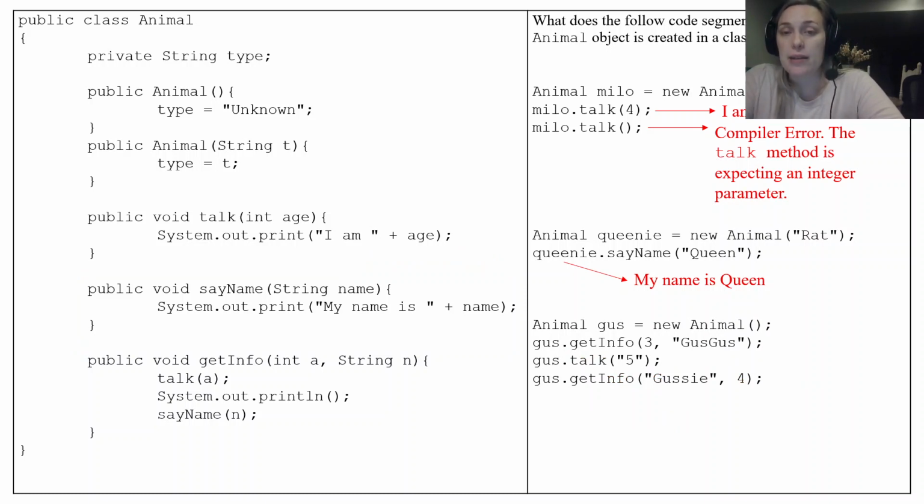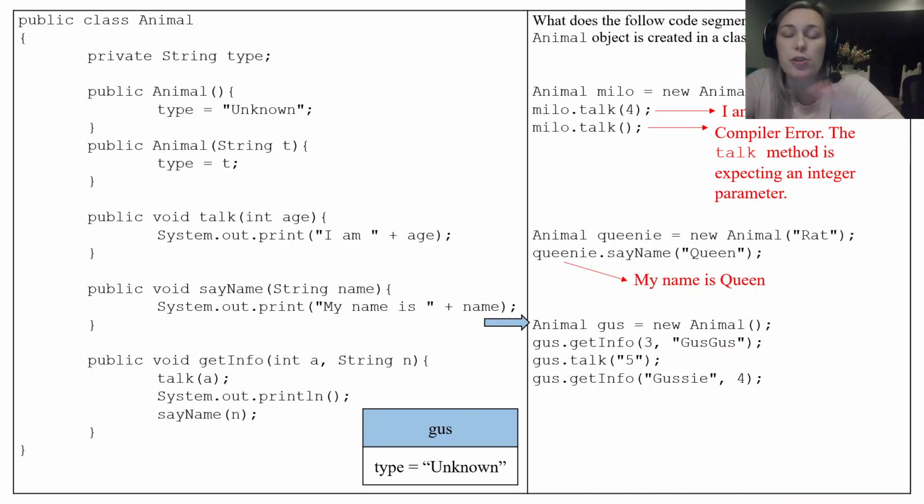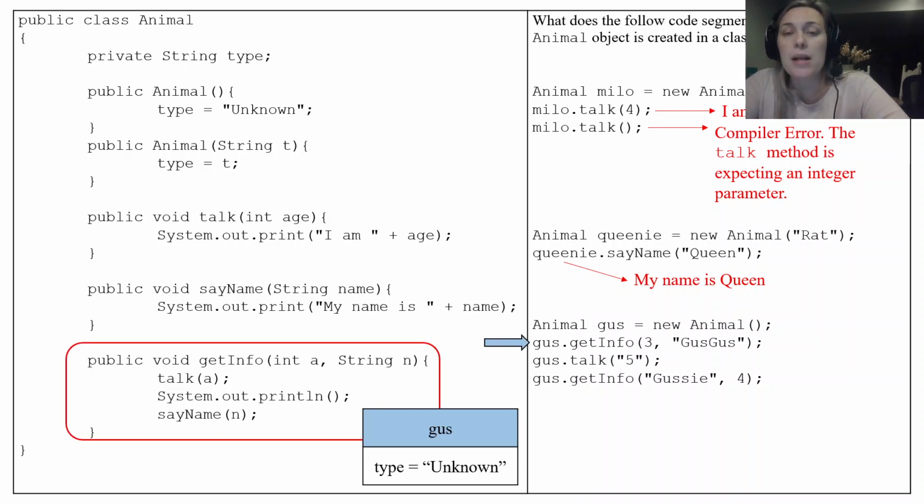This last piece, okay, animal Gus equals new animal. So Gus is created with the default constructor. He's an unknown type. Okay, let's talk about this right here. Gus.getInfo 3, Gus Gus. Okay. So getInfo is the method name, and it expects 2 parameters: an integer first, then a string. Does it get that? Yes, it does. It passed a 3 first, and then a string second, okay? Which means that in this method, A is going to have the value of 3, and N is going to have the value of Gus Gus.